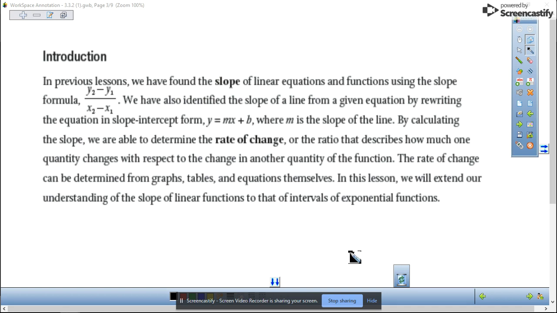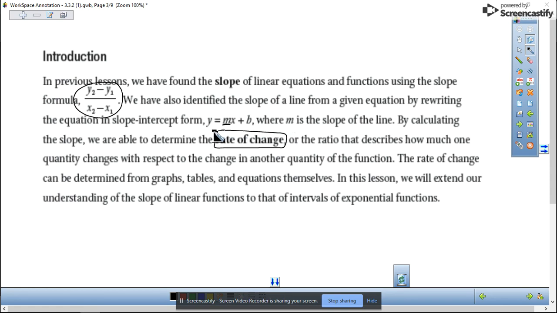Alright, in previous lessons, we found slope of linear equations and functions using the slope formula. This is going to be super important to what we're doing today. We've also identified the slope of a line from an equation by rewriting it in slope-intercept form and identifying the m, where m is your slope. By calculating the slope, we're able to determine what's called the rate of change.